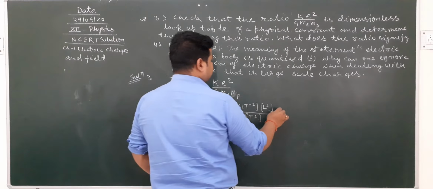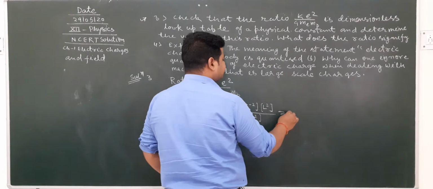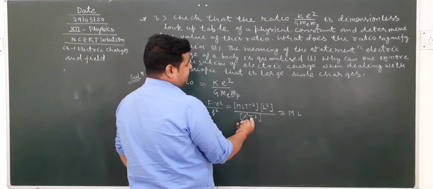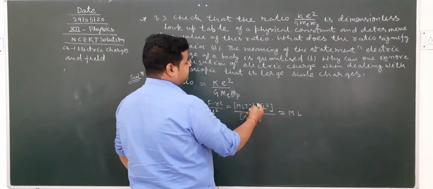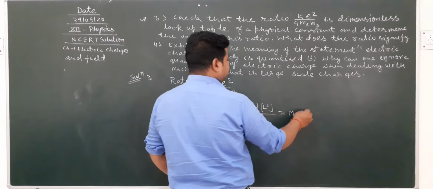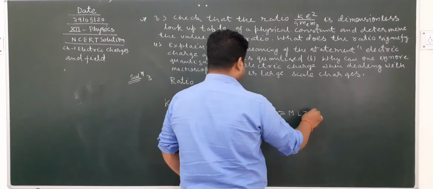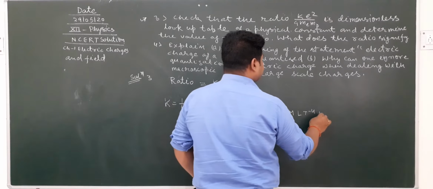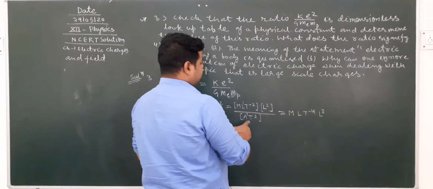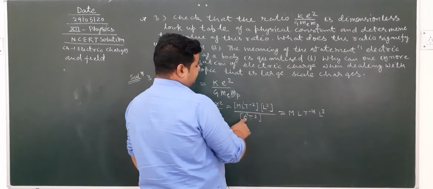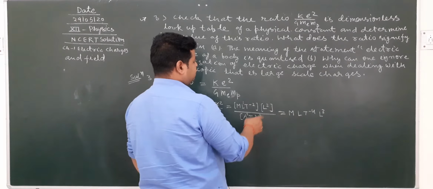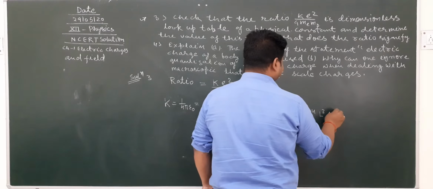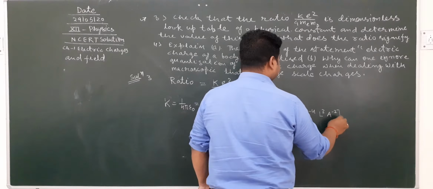Clear? So here we write M L T raised to power minus 2, and when T power 2 comes from the denominator to the numerator, it is written as T minus 4. L raised to power 1 plus 2, so L raised to power 3. The power of A is 2 in the denominator, so the power of A becomes minus 2. So this is the dimensional formula of k.